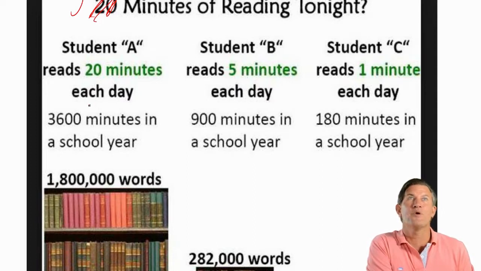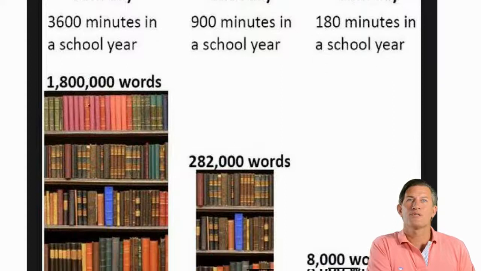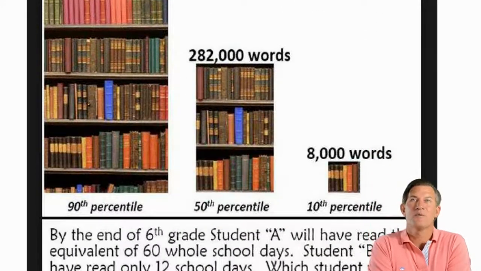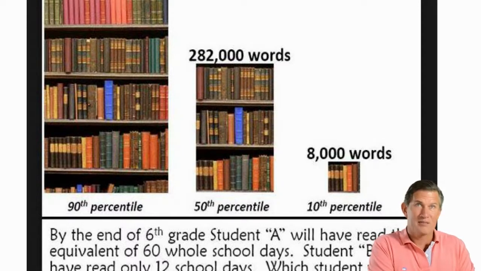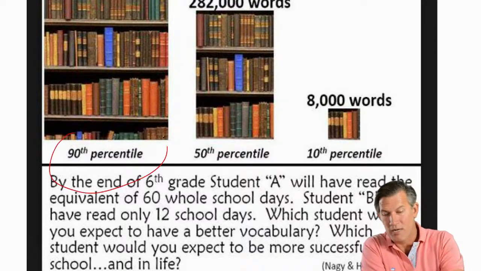Student C reads 1 minute a day. That's not a lot of reading, maybe street signs or something. And that's only 180 minutes in a school year. So this student is only reading 8,000 words a day. Do you want to be 90 percentile, 50 percentile, or 10 percentile? That's pretty much a no-brainer. Let's try to read as much as possible.